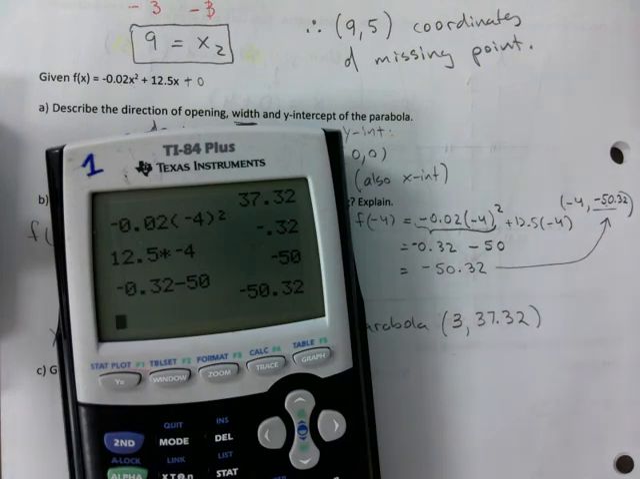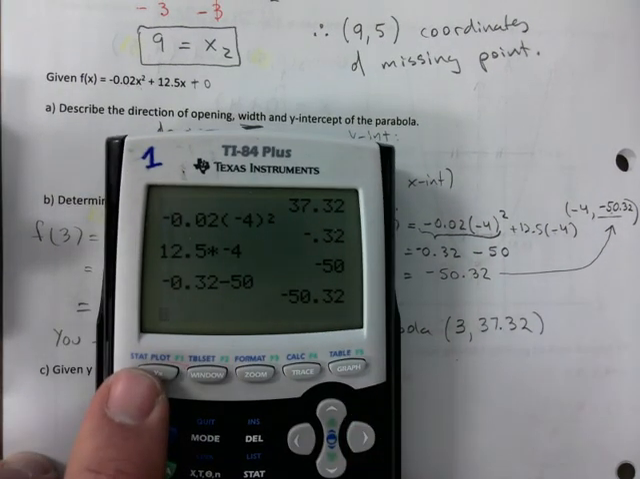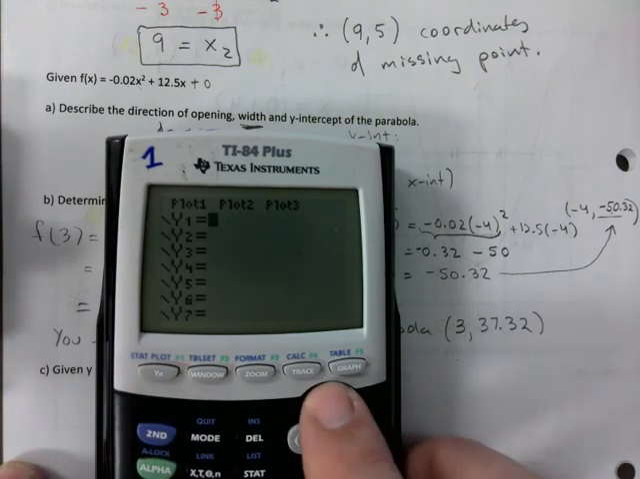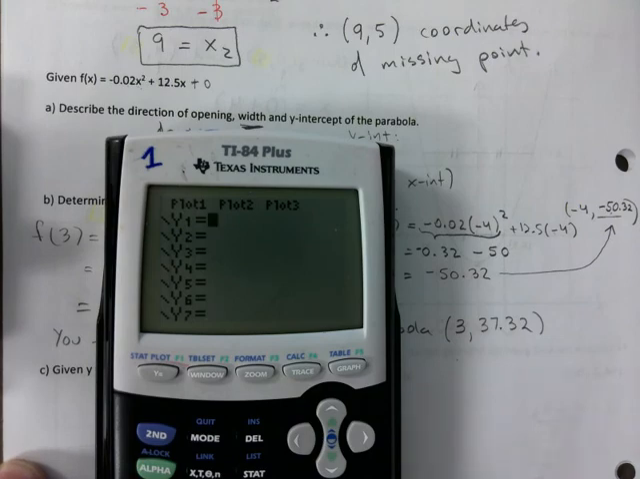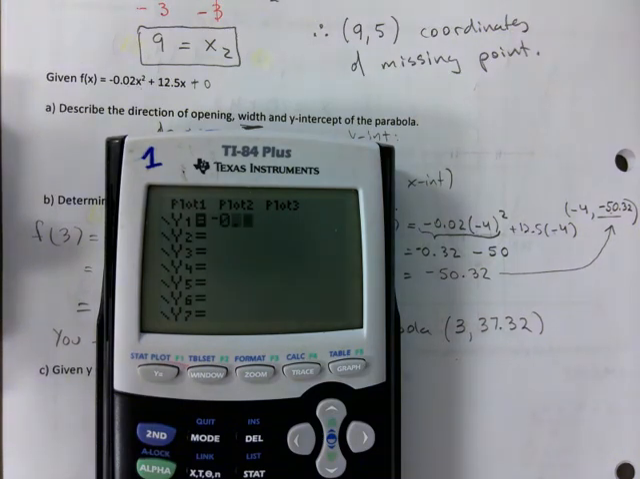And I know you're probably thinking, okay, I kind of get it, kind of makes sense. I want you to really get it, okay? Let's take our calculators and press y equals. Clear whatever you have in there. Type this equation into y1, please, real quick: negative 0.02 x squared plus 12.5 x. You got that? Graph it.